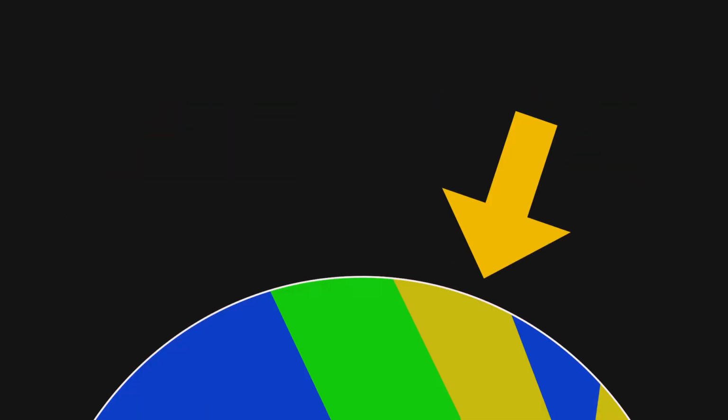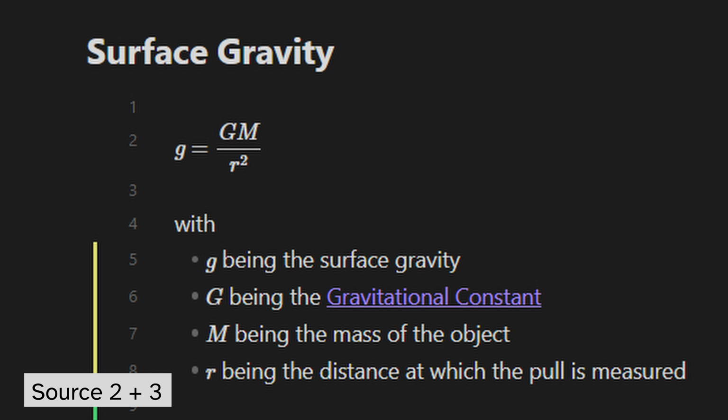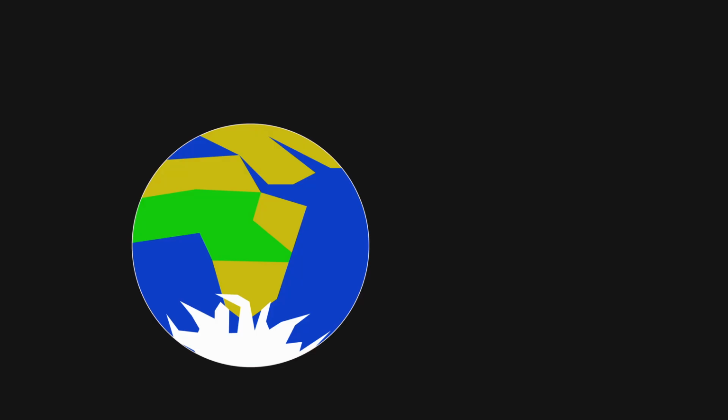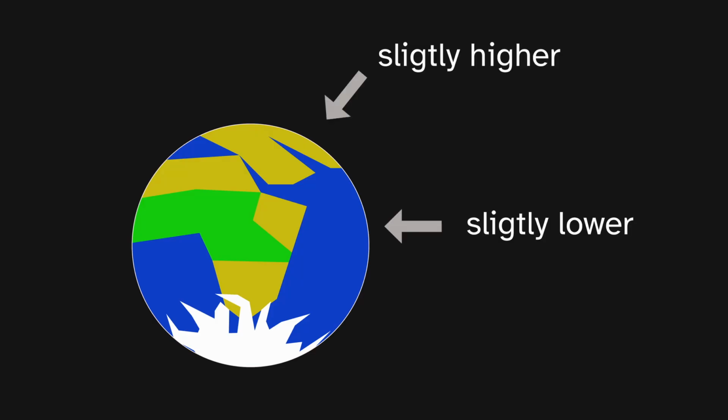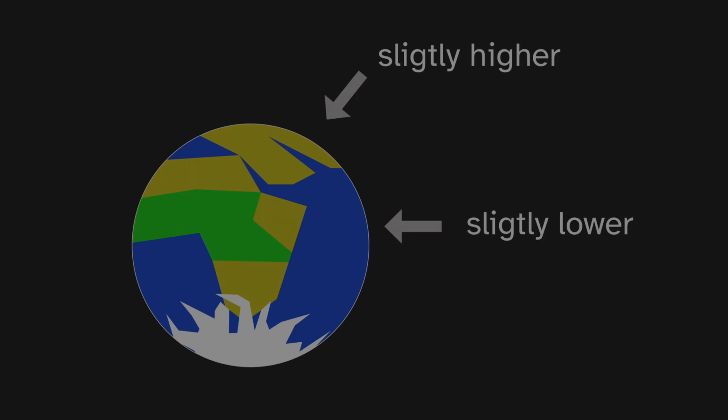Neat, radius done. If you didn't start with surface gravity, you can just get it the other way around. Just plug the mass and the radius of your planet in, and do remember that this is a rounded average. It will be slightly different in different places around the planet.